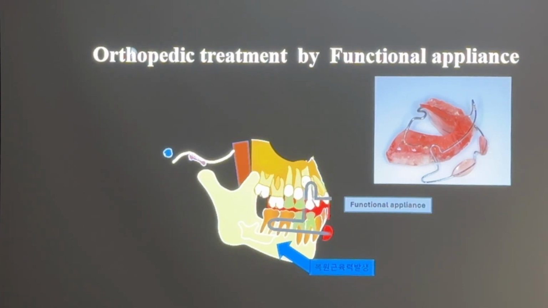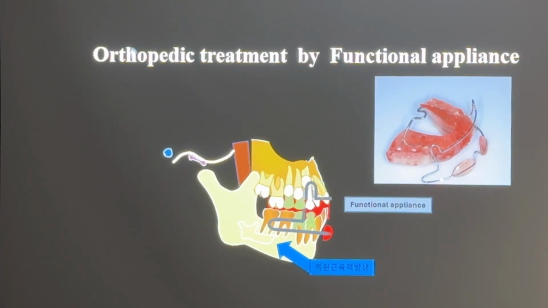But if you think this lip pad is too forward, you need to move it back. Sometimes it's suitable, but sometimes we need to advance. So we control this lip pad's forward or backward movement around here. Please control the U-loop to advance or to retrude the lip pad. Do you understand?